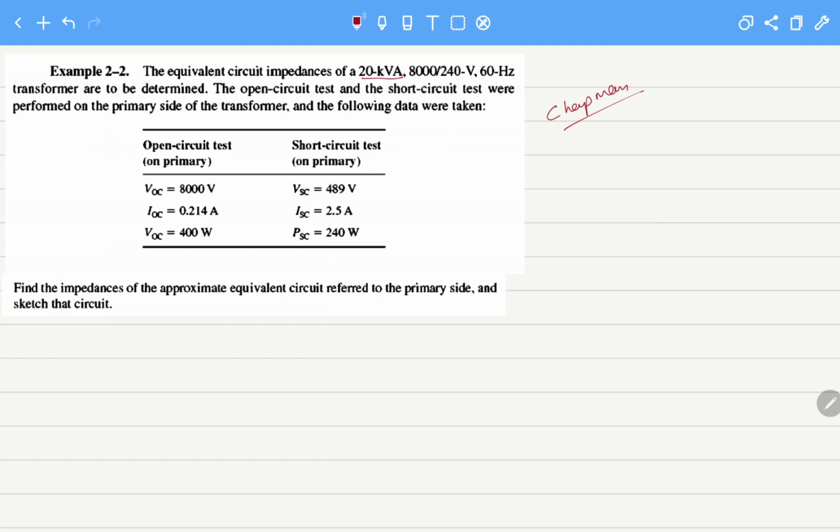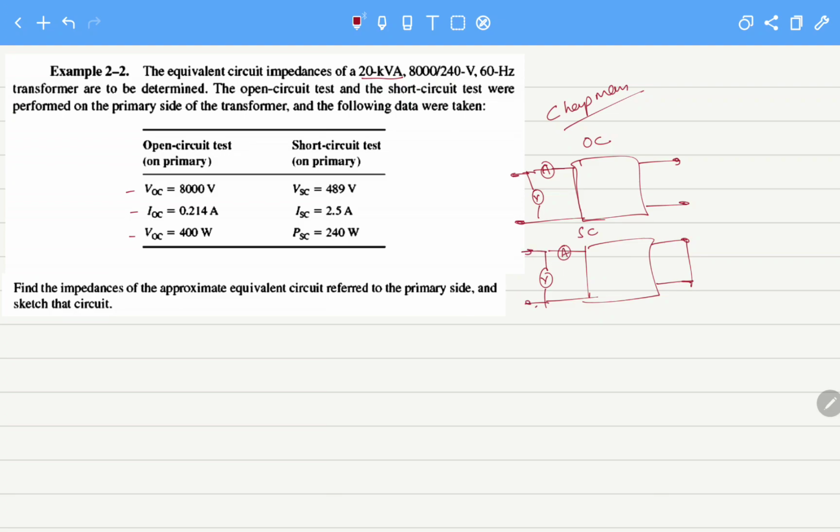So what it is saying is that there was a transformer in which they performed these tests. First, the open circuit test, where the terminals were open and all the values were taken at the primary side. So here the values were taken on the primary side, and this was the open circuit test, and we got VOC, IOC, POC measured at the primary side. And the second test, the short circuit test, was also performed and all the values were taken at the primary side.